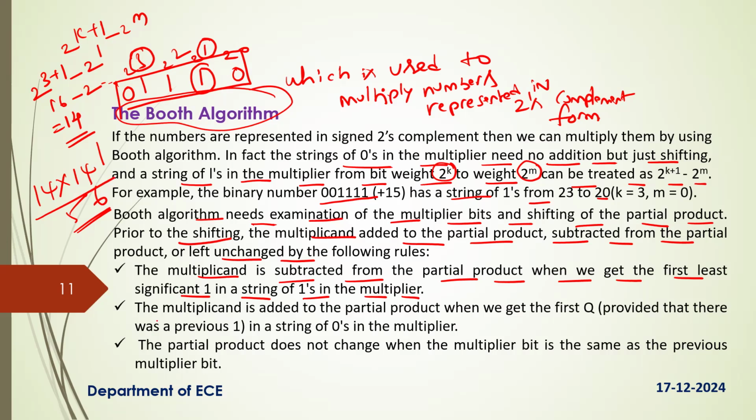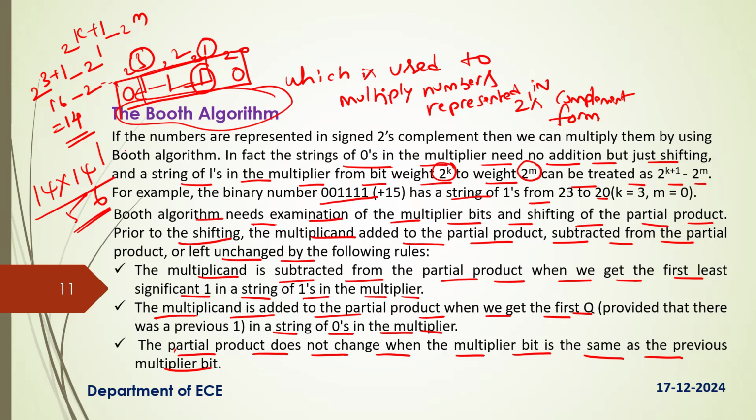Next, the second case: the multiplicand is added to the partial product when we get the first zero, provided that there was a string of ones in the multiplier. Here this is a 1, this is 1, and this is also 1. After this one, the string of ones has ended, so the next bit is 0. When 0 is encountered, immediately the multiplicand is added to the partial product, since there was a previous one. The last case is that the partial product does not change when the multiplier bit is the same as the previous multiplier bit.